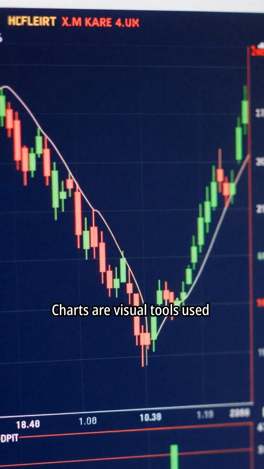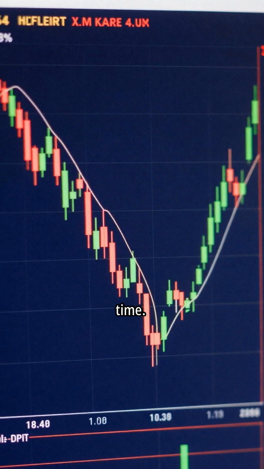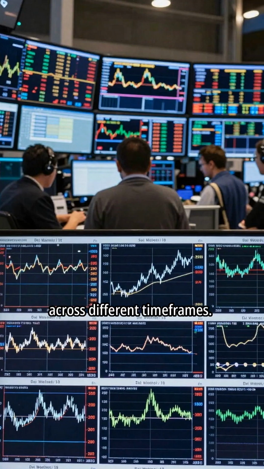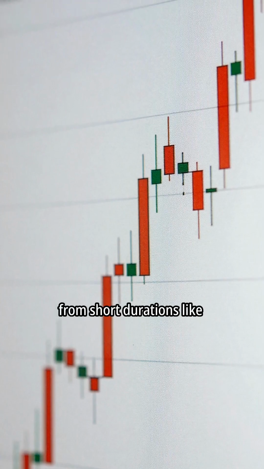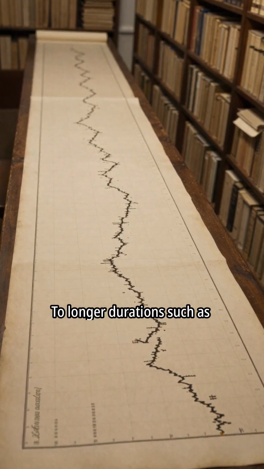Charts are visual tools used to represent price data over time. These charts can display data across different time frames. Available timeframes range from short durations like minutes to longer durations such as years.